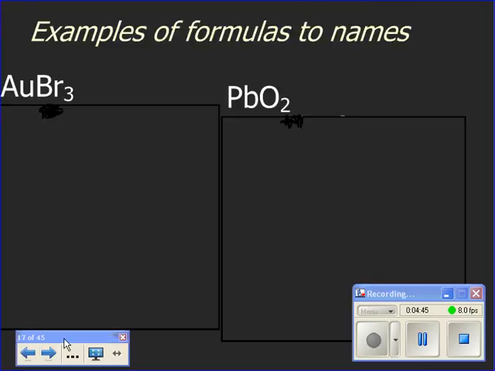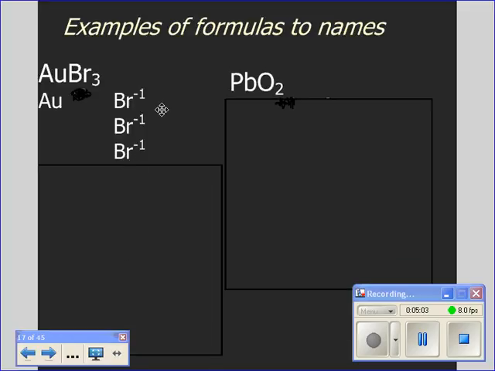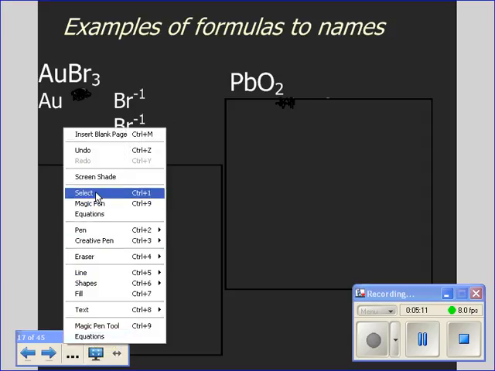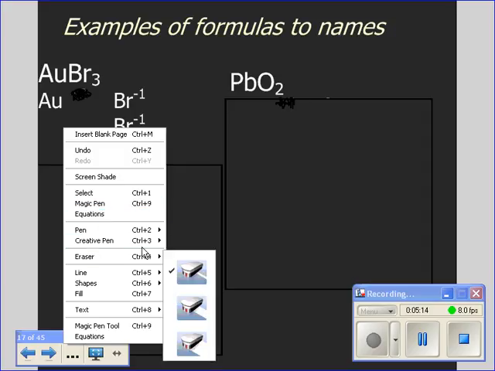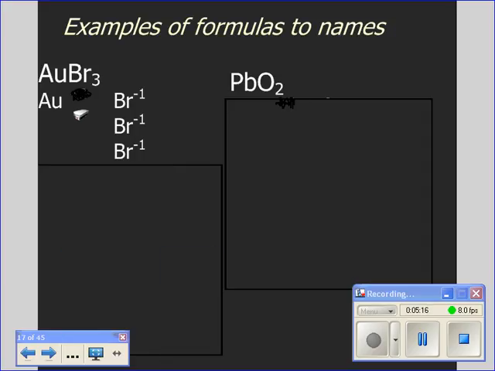To go backwards from a formula to a name, it's almost like doing detective work or a puzzle to figure out what oxidation state your metal needed in order to make a neutral compound. So our first example will be Au and Br. Au is gold and Br is bromine. When we look bromine up on the reference table, we see each of the bromines will have a -1 oxidation state. That adds up to a total of -3. The charge that we will need for the gold will have to be something that will make this whole compound neutral. And in order to do that, the gold needed to be a +3.